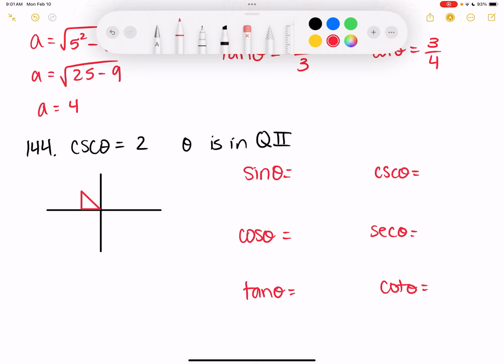So cosecant is 2. And what we need to remember is that anytime I have a whole number like that, it's technically over 1. Okay? So sine then is going to be 1/2. Okay, so I just flip it. So now this is opposite over hypotenuse. So opposite is over here. So that's 1. Down here is 2.